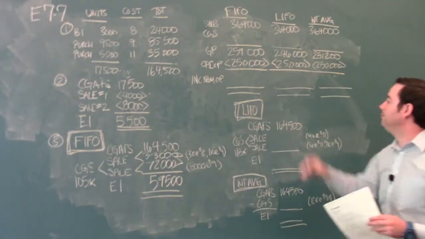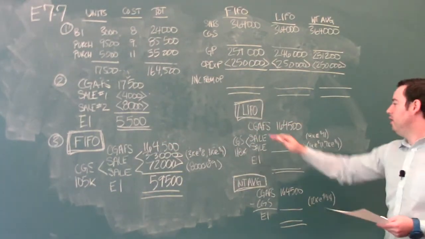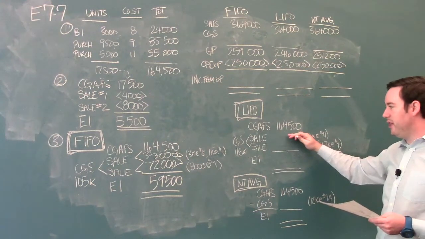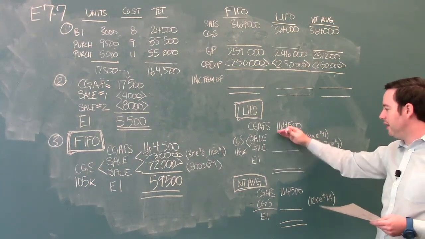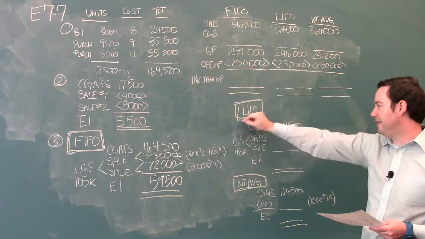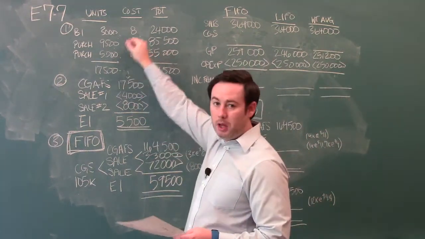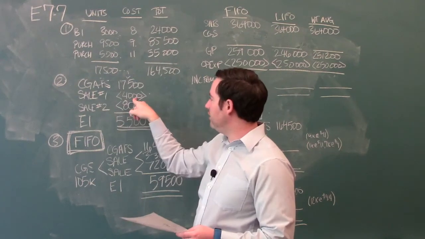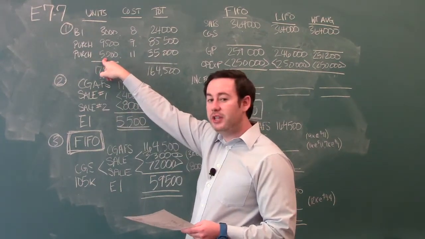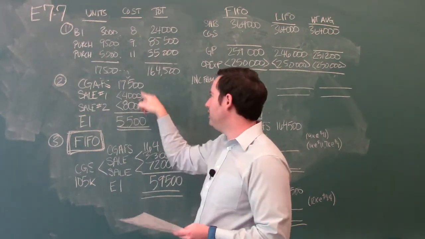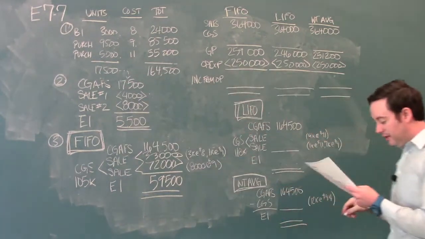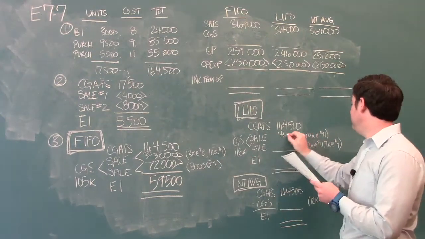Let's go on to LIFO. LIFO indicates that, again, we have 164,500 for cost of goods available for sale. We have the 2 sales that take place, but in this instance, last in are the first ones to be sold, right? So instead, we work our way from the bottom up, right? First sale is 4,000 units. We had a latest purchase of 5,000, so we can use all 4,000 here at $11. 4,000 at $11 is 44,000.